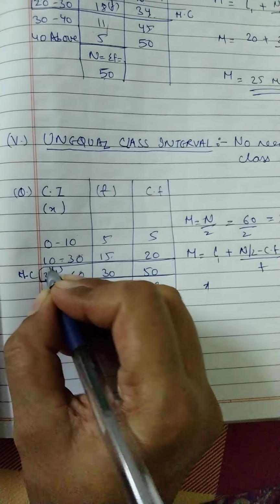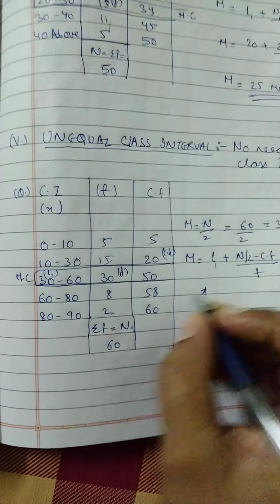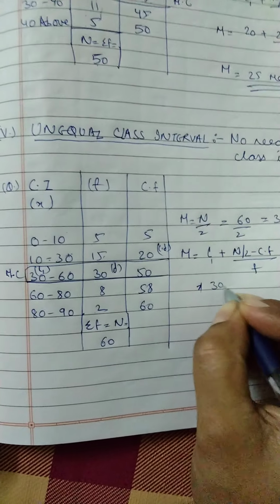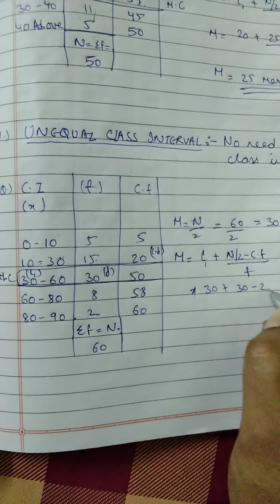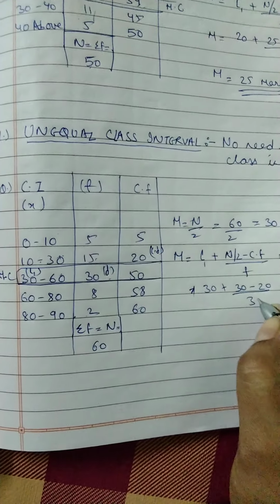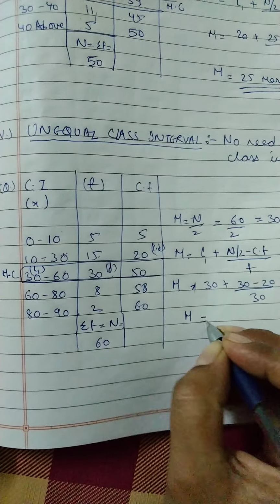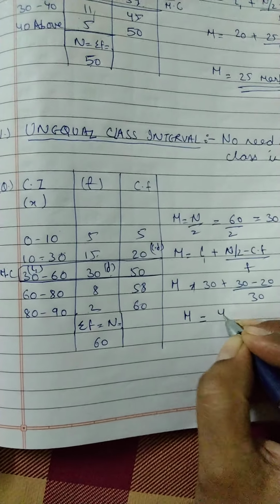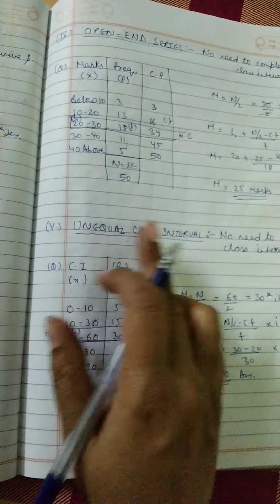This is my L1, F and CF. Done. So L1 is 30. I'm writing 30 over here, plus N by 2 is 30. Again I'm writing 30. CF is 20 and F is again 30, into I. Okay. So my median will be 40. Answer is 40. So this is unequal class interval.